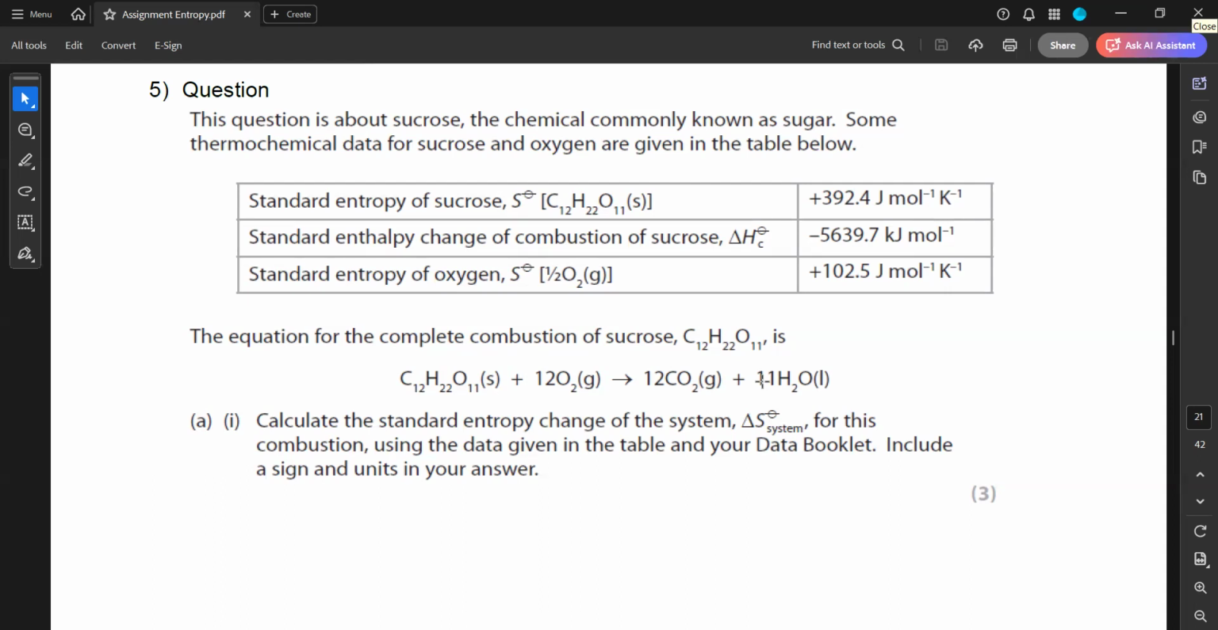The equation for a complete combustion of sucrose is shown. Calculate the standard entropy change of the system. So how do we calculate the entropy change of a system? The entropy change of a system is calculated by using the formula product minus the reactant. So if we subtract the total entropy of the reactants from the products, from a balanced equation, the equation must be balanced, we will get the total entropy change of the system.